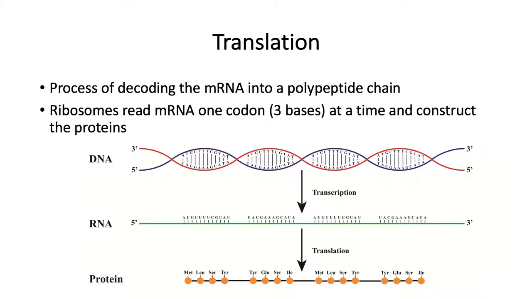So translation is the process of decoding mRNA into a polypeptide chain or protein. And ribosomes read the mRNA one codon or 3 bases at a time to construct a protein. So we take our DNA, we make an RNA copy through transcription, and what we'll look at today is how do we take this RNA and translate it into a sequence of amino acids, into a protein. Before we can get to translation, we're going to look at the different types of RNA. There's 3 types of RNA, and all of them are involved in translation.